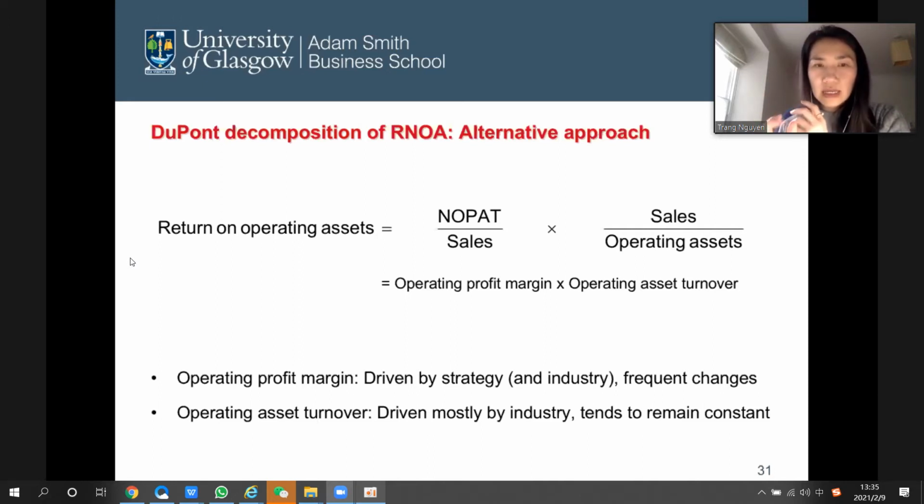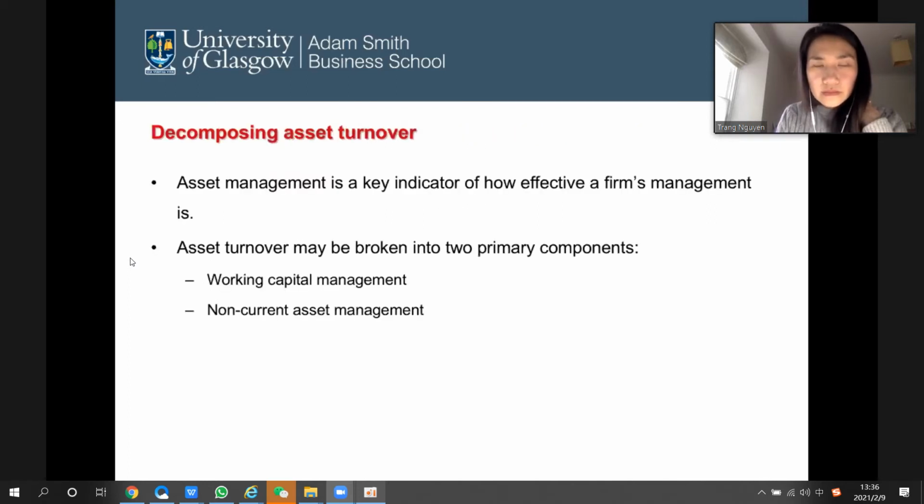They have different characteristics of assets turnover, and we will have a look at that during our workshop, to see which industries should have high assets turnover and which should have lower assets turnover. And now we turn to assets turnover. When we analyze assets turnover, we look at working capital management and non-current assets management. So when you start to analyze assets turnover, you dig into working capital management and non-current assets management.